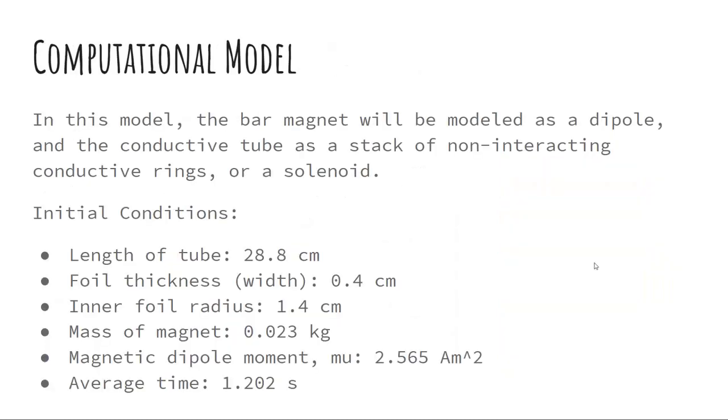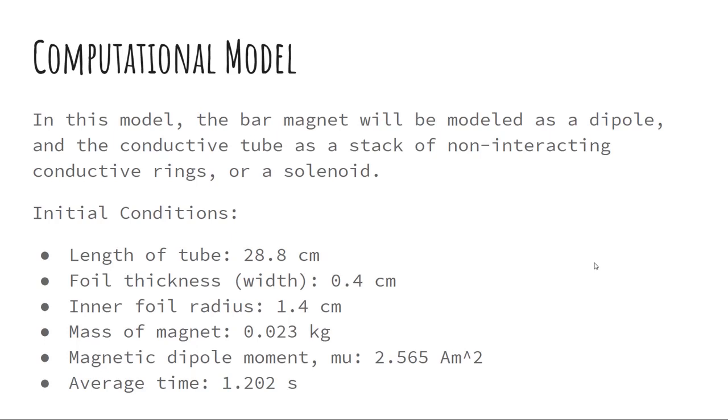In this model, the magnet is modeled as a dipole and the aluminum tube as a solenoid with n number of loops or rings. These are the initial conditions I started with to simulate the real-world behavior of a falling magnet. As a side note, instead of using the same magnetic dipole moment from Lab 3, I decided to recalculate it because it was abnormally large.